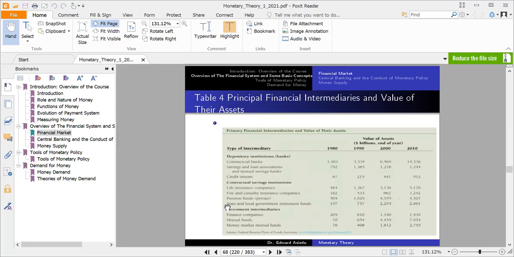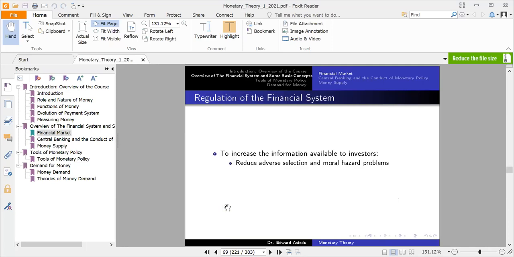Some tables show some of the assets that we have. Regulation of the financial system. As I've been saying, the financial system cannot be allowed just to be there, right? You need to regulate. To increase the information available to investors, you need to regulate and you need to publish all this information so that I know firms that I shouldn't invest in.